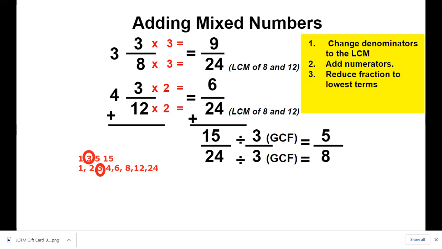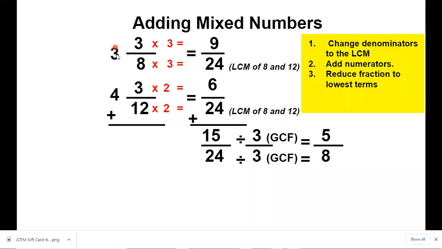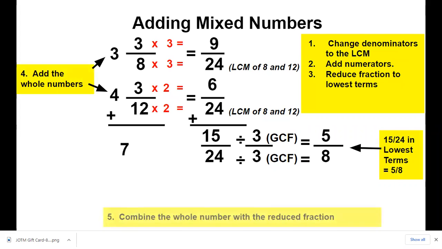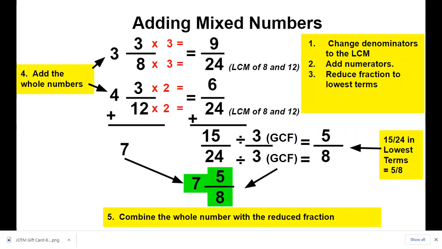5/8. Now we are not finished because we cannot forget that we have to still add our whole numbers over here. That was just our fraction part. So now let's add 3 plus 4. That's 7. Now we combine the 7 and the fraction. 7 and 5/8 is my final answer. So extra steps added each time. Let's do this again to see how that works.